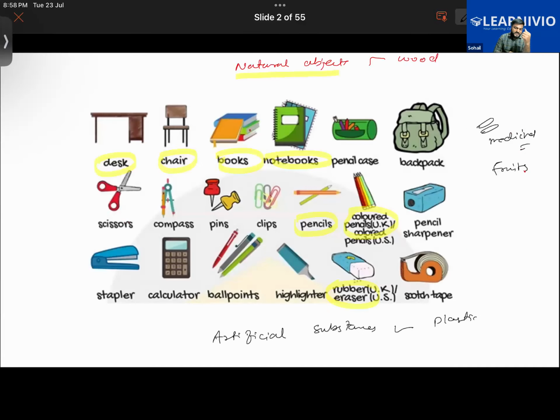Take the example of this stapler. This stapler is made out of more than one material. It is made out of plastic and metal, because the stapler pins are made of metal. Exactly. And the holder of the pins is also made of metal. So right now we are learning about materials.